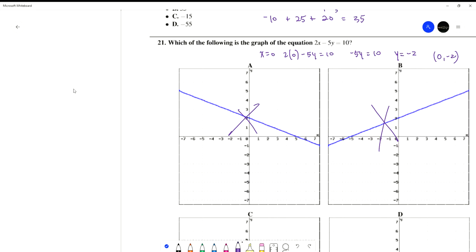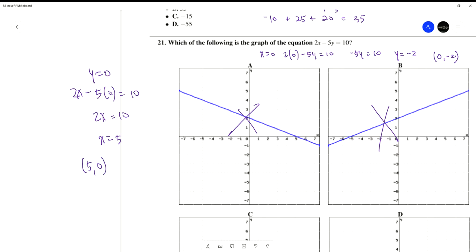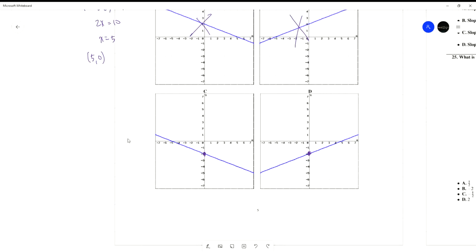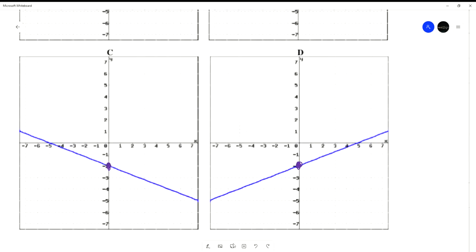Okay, so y is equal to 0 means 2x minus 5 times 0 is equal to 10. That means 2x is equal to 10 and x is equal to 5. That's our ordered pair of (5, 0). So let's see here. Which one has (5, 0)? As you can clearly see, this one does not. And (5, 0) is there, therefore D is the correct answer. Any questions?